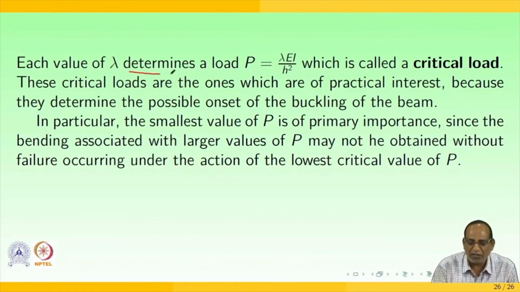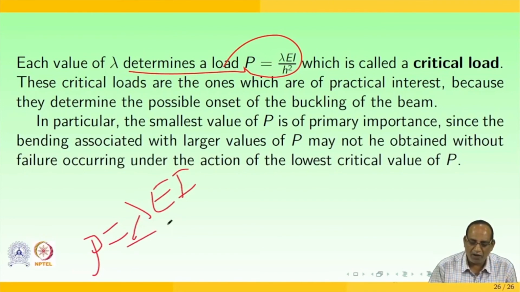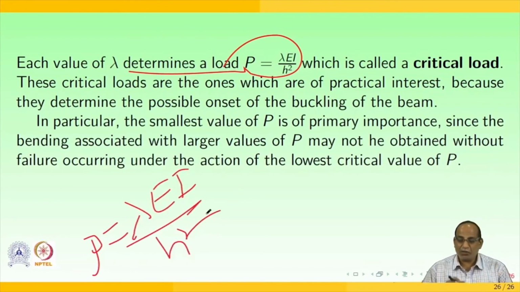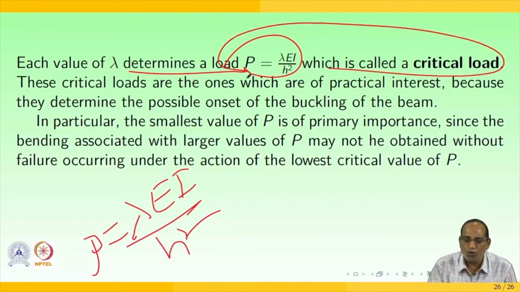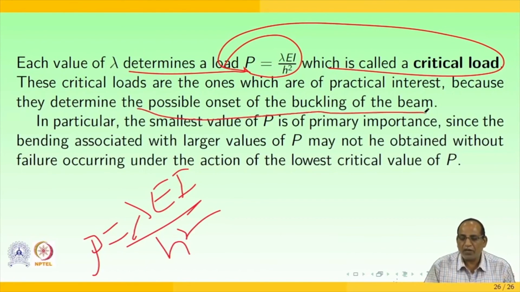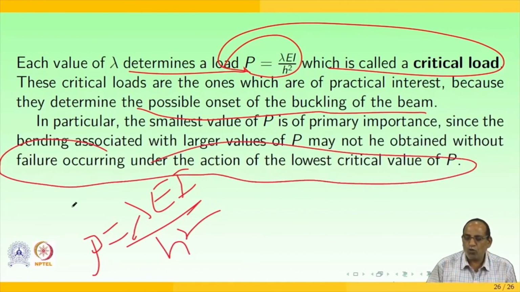Now each λ determines a load, P equals λEI/h², where h is the spacing, which is called a critical load. These critical loads are the ones of very practical interest because they determine the possible onset of buckling of the beam. In particular, the smallest value of P is of primary importance, since the bending associated with the larger values of P may not be obtained without failure occurring under the action of the lowest critical value of P.